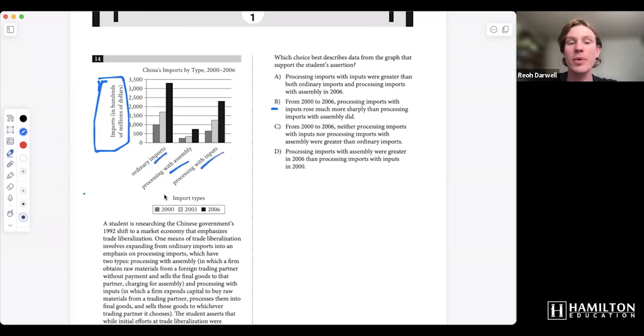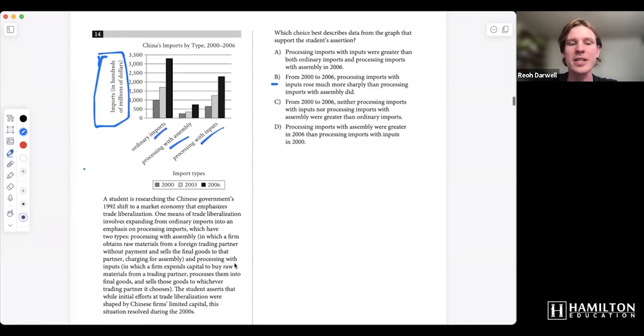So what is the difference between processing with assembly and processing with inputs? Well, processing with assembly means that a company obtains raw materials from a foreign trading partner without payment, okay? And then sells the final goods to that partner, charging for assembly. Meaning, basically, that they don't have the money to buy the imports. They just receive the imports to process them on the cheap because of low labor costs, we can presume, and then selling them back to the partner, meaning they basically only make the money for the assembly. They're not actually buying the good to transform.